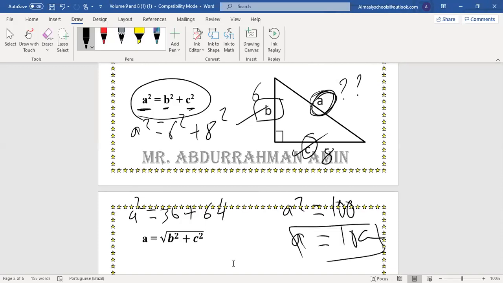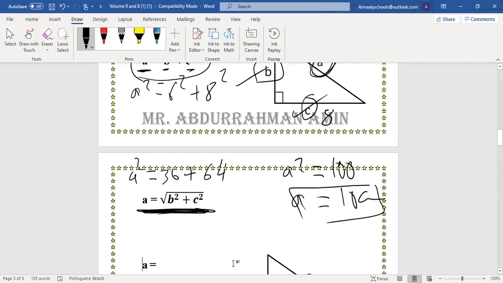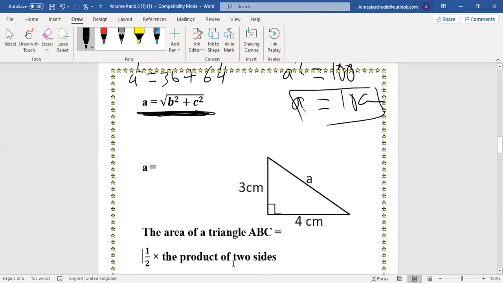Or we can write the rule directly. The length of the hypotenuse equals the square root of B squared plus C squared. A equals the square root of B squared plus C squared. That's right. For example, who can find the value of A in this triangle?